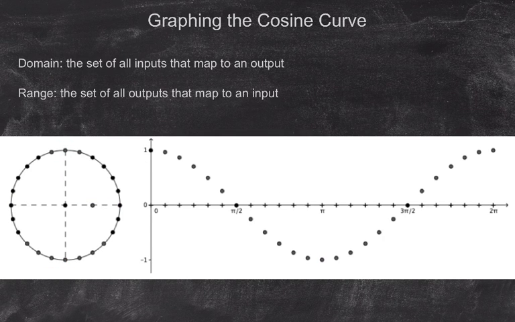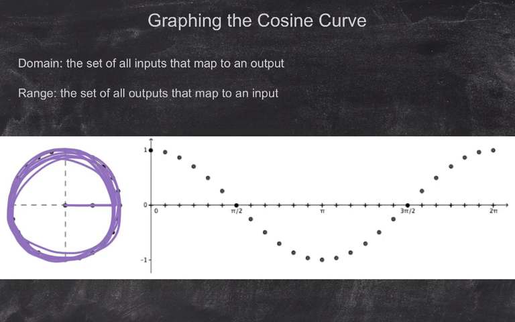So the domain is the set of all inputs that map to an output. Range is the set of all outputs that get mapped to by an input. So looking at the domain of the cosine curve, that's saying what are all of the theta values that we can use. We usually start at 0 and we rotate around to the right. And we usually stop at a full rotation, which is 2 pi, but I can just keep going around and around and around, and this pattern will just keep happening again and again.